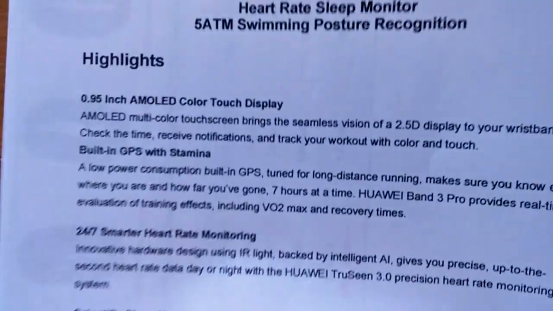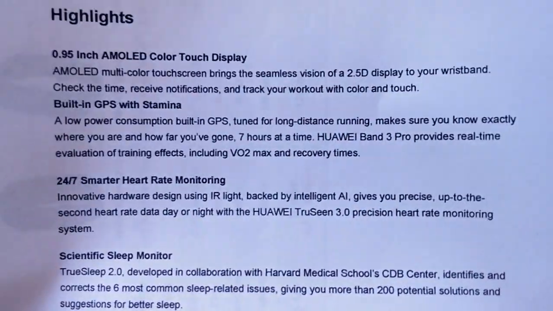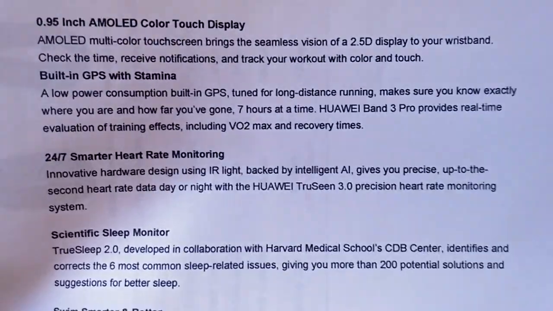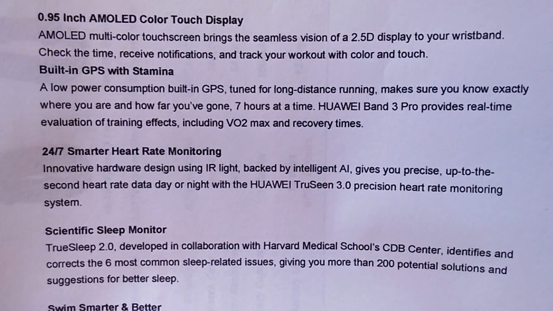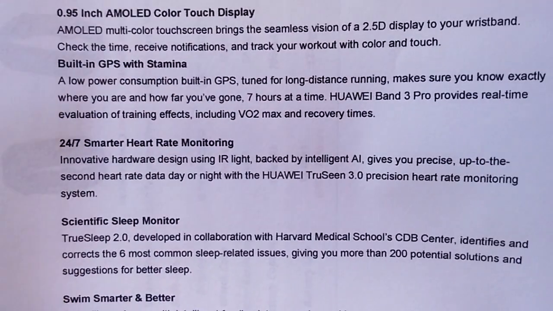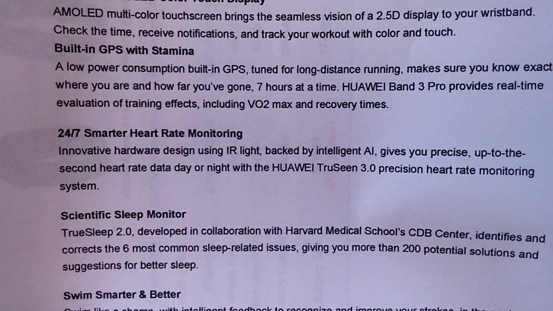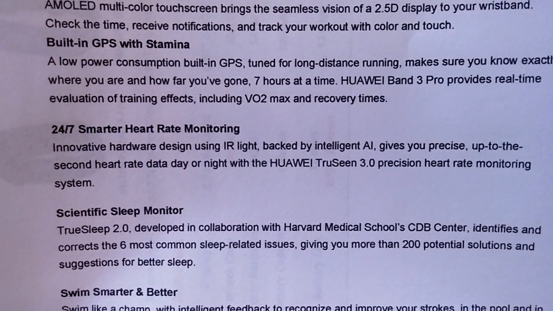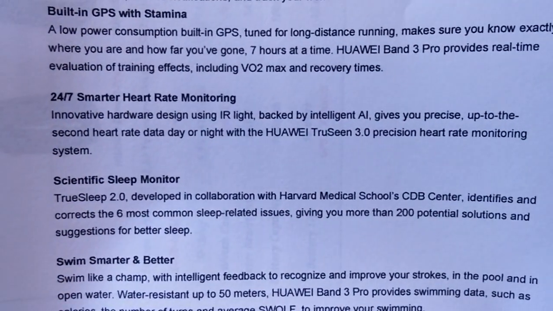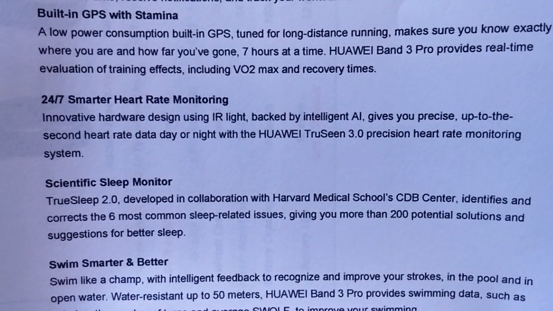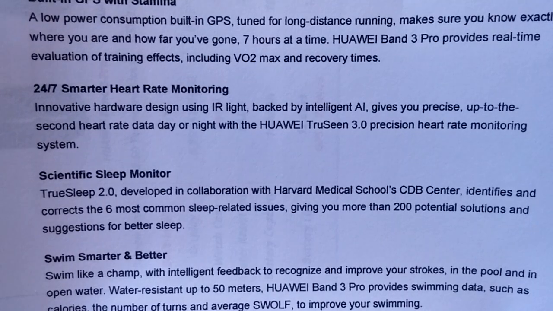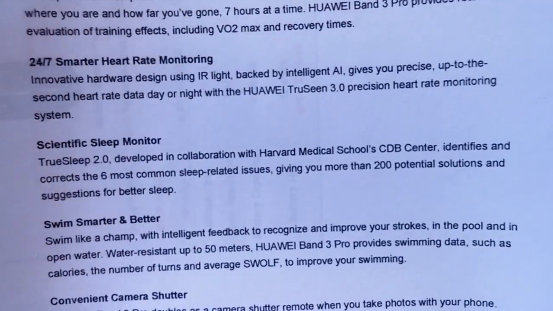And to go over briefly some of the highlights they want us to cover: color touch display, the built-in GPS, that's the big thing. And it also includes blood oxygen, VO2 max, and recovery time information with your workouts. The 24/7 smarter heart rate monitoring, okay, using an IR light with artificial intelligence built into it. With, what does it say, up to the second heart rate data, day or night, with the TrueSeen 3.0 precision heart rate monitoring system. A lot of good stuff going on in here.